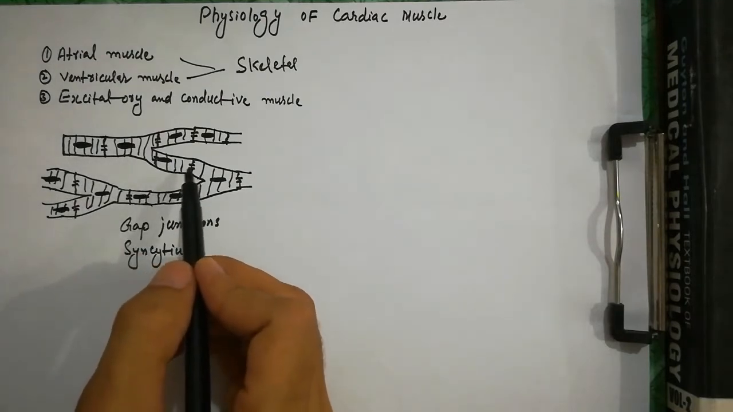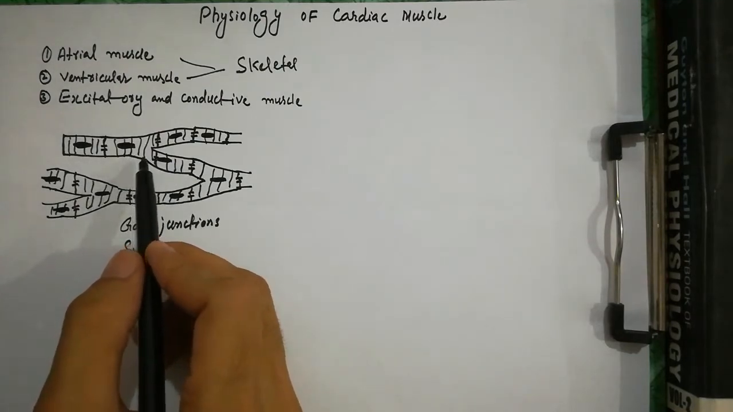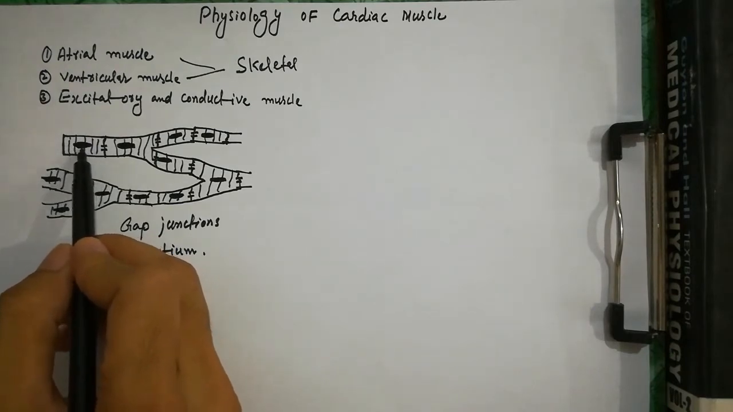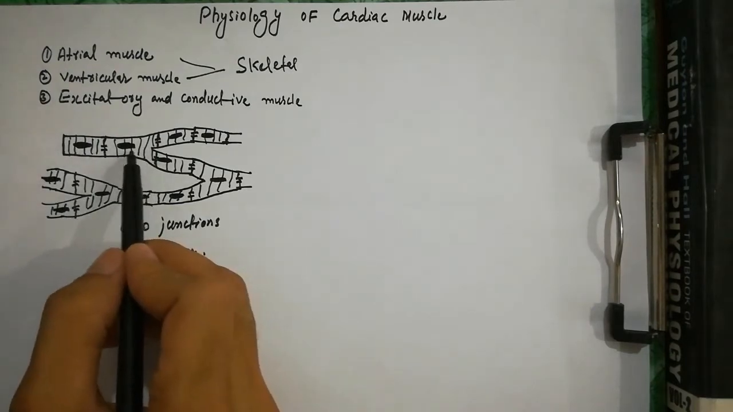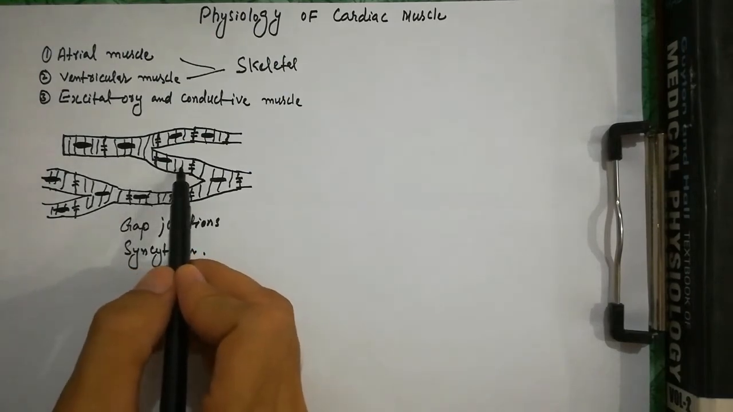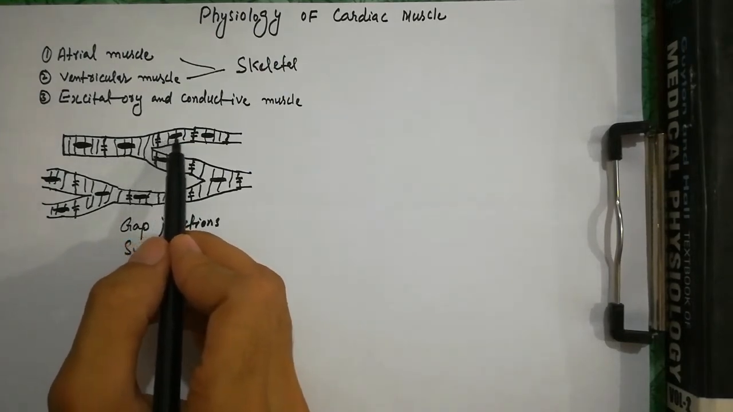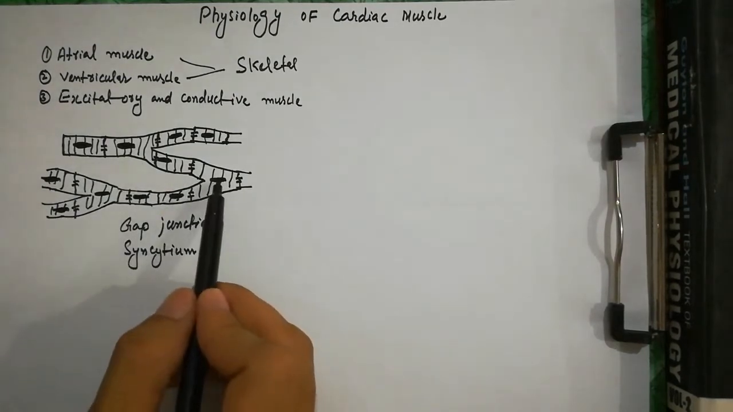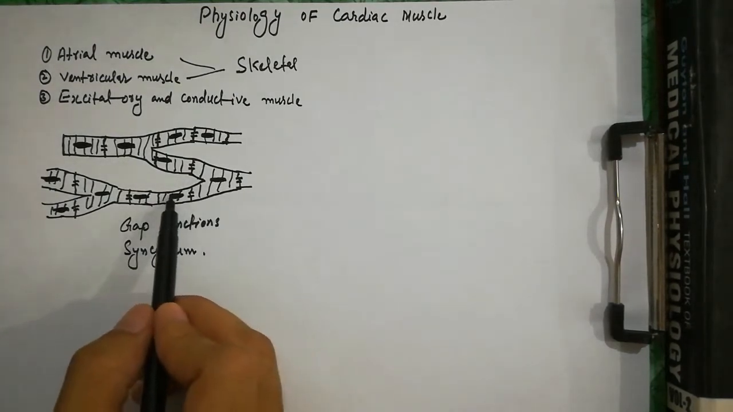As cardiac muscle is striated, these are the cross striations. Within the cell, these cross striations give it a striated appearance. And each cell contains a single nucleus.